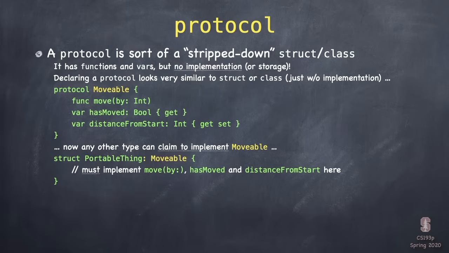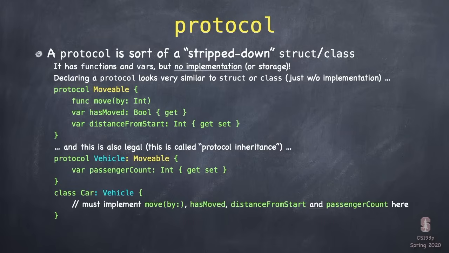say, yes, I'm going to implement that. That's claiming to implement the protocol. So here I have the struct PortableThing, and it says :Movable in its declaration. And when it says that, that immediately means I sign up to implement this, and therefore it must implement every var and every function in Movable. Now we've seen this before, View. We have our ContentView, :View. It signs up to be a View, and that's why it has to do var body. Same thing, Card was Identifiable. It signed up to implement Identifiable. It had to implement that var id.